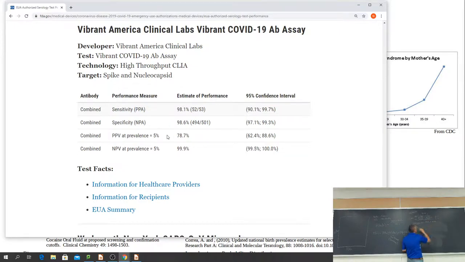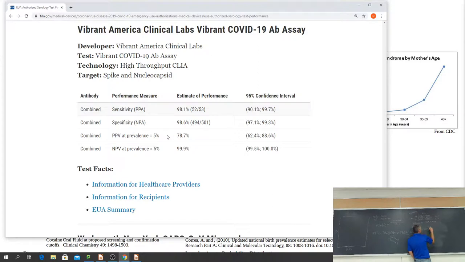0.1. We'll start there. What we want to know is the probability that we actually have it if our antibody test comes back positive. First, we come up with the probability that the test is positive. That's the probability that we actually had it and tested positive, plus the probability that we didn't have it but still test positive.